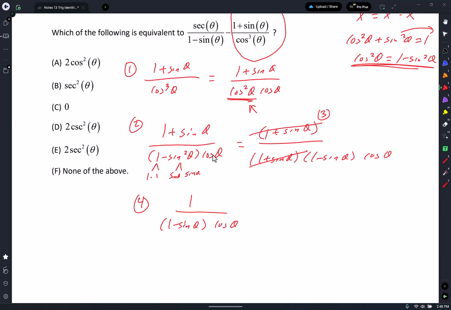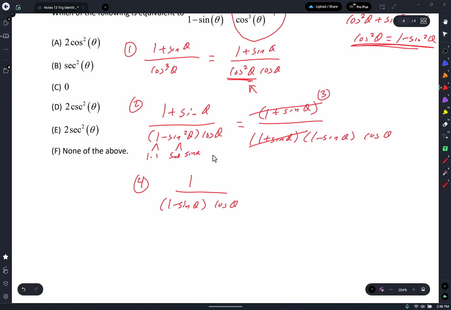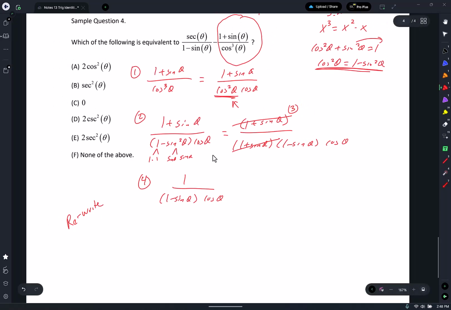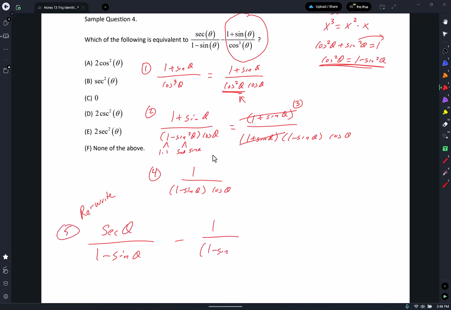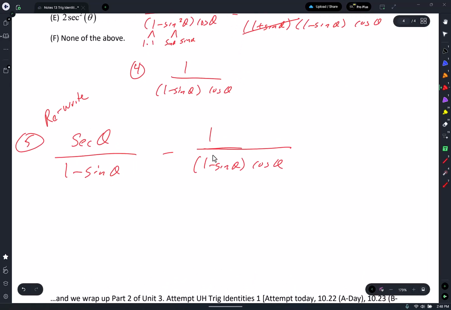Now that I got it to look into this, I'm like, okay, I feel good now. I'm going to go ahead and write the word rewrite, and I'm going to bring everything together. And don't worry, I'm going to give you guys time. So I'm going to write secant theta over 1 minus sine theta minus whatever I have over here, number 4. 1 over 1 minus sine theta times cosine theta. Does all this make sense so far to you?